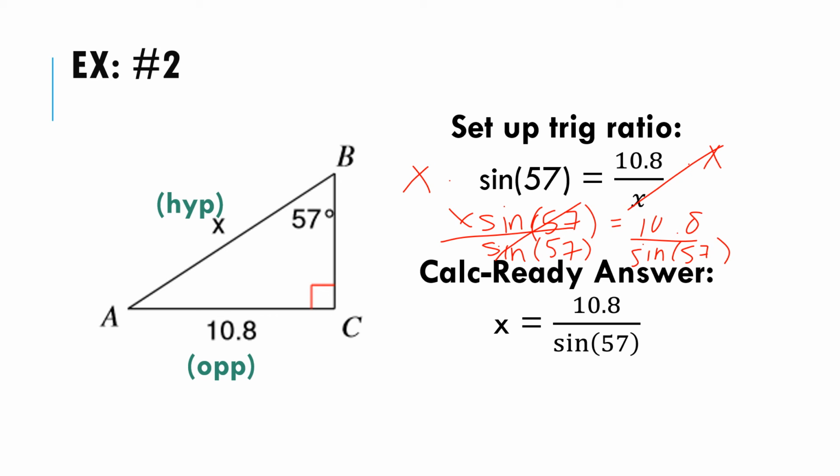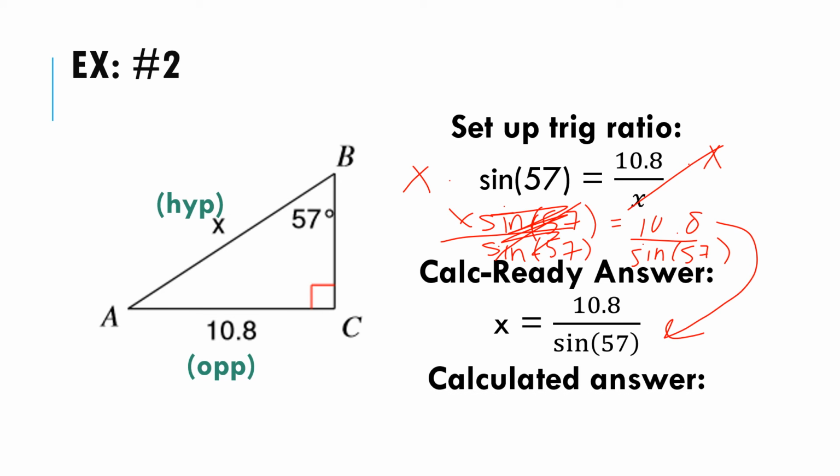So now my calculator-ready answer is x equals, because I got rid of all this stuff up here, 10.8 divided by the sine of 57. When I plug that into my calculator, I got 12.88. Again, if you need help with your calculator, please send me a picture or send me a message in Teams or an email, and I'm happy to help.